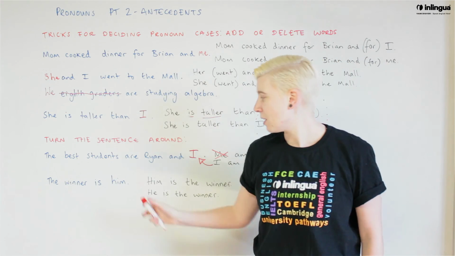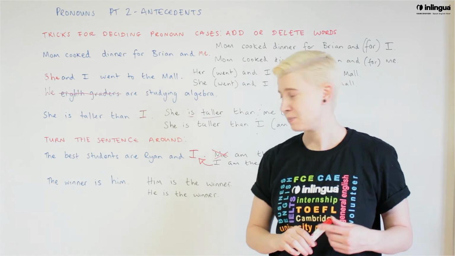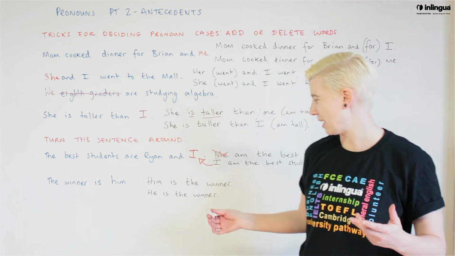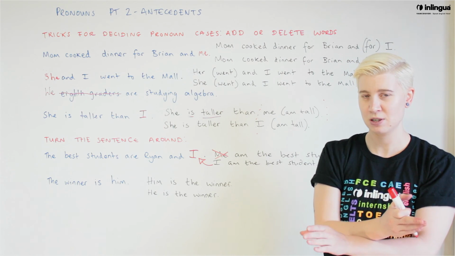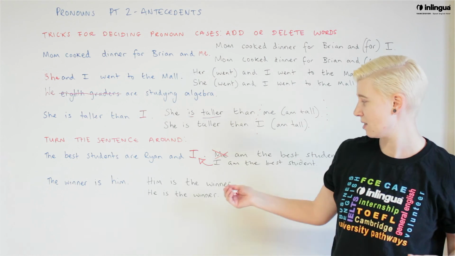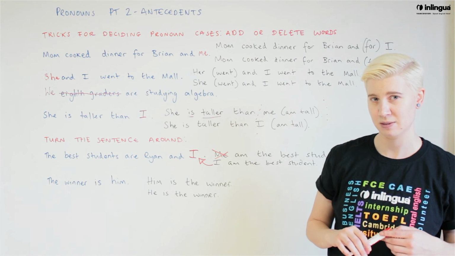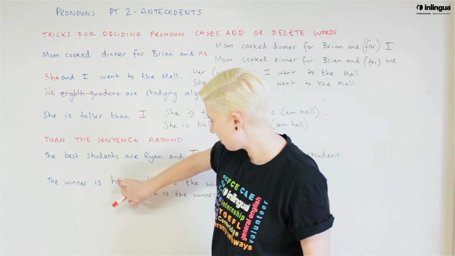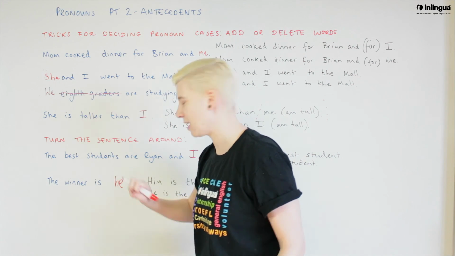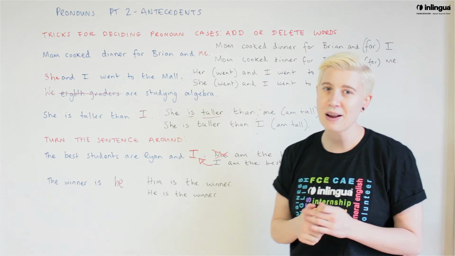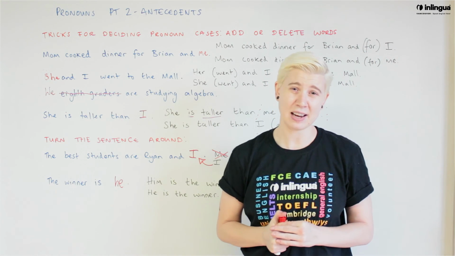And the last one, the winner is him. Him is the winner, or he is the winner. So I've just swapped the order of the words around to create an active sentence. He is the winner, or him is the winner. He. The winner is he.